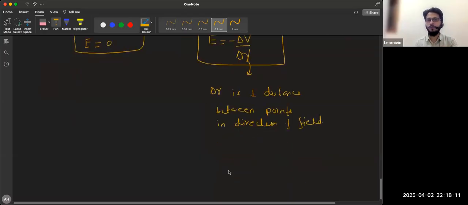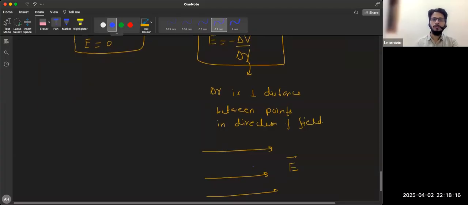So that means if you have field, this is your field, and I take 2 points, one is point A, another is point B, and you want to calculate potential difference between A and B, then what you will do, you need the perpendicular distance between A and B. So this is A, this is B, this is the perpendicular distance between A and B. You need the perpendicular distance in the direction of field. You can also take this, this is also a perpendicular distance. But this is not along the field, this is perpendicular to the field. You need the perpendicular distance which is along the field.